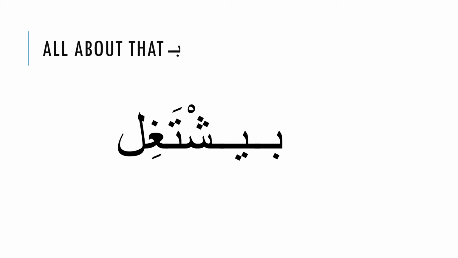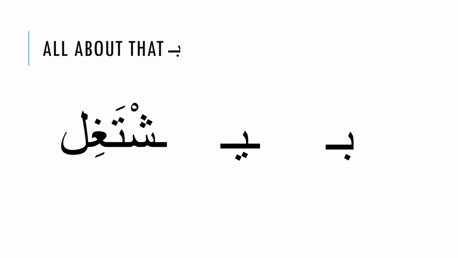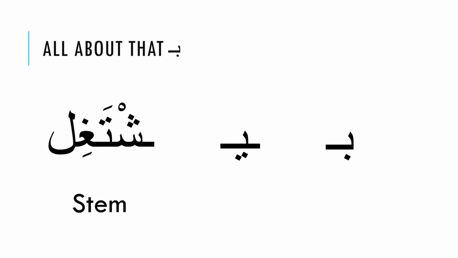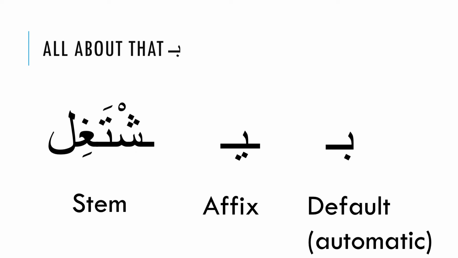And it goes outside of the stem and its affixes. So we can break this verb apart very nicely. We have our stem, shtaghal. We have our prefix, our affix, our prefix in this case, ya. And then the ba is just this default thing that sticks on at the beginning. All verbs take this. Even when they don't list this in the book, all verbs get this ba as long as it's the main verb in the sentence.